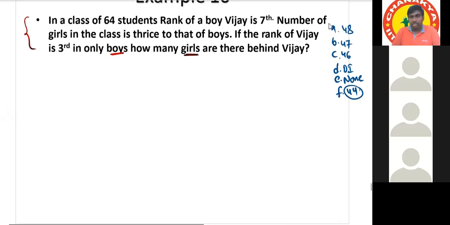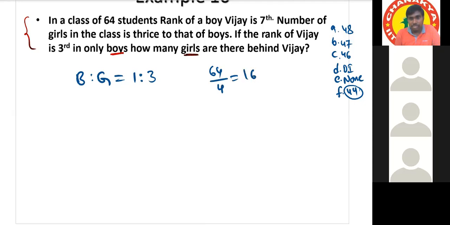Let me give the solution here. Boys to girls. Answer is 44. Boys to girls ratio is 1:3. One is to 3. So total 64. If we divide into 4 parts, each part value 16. Means there are 16 boys and 48 girls. Okay.